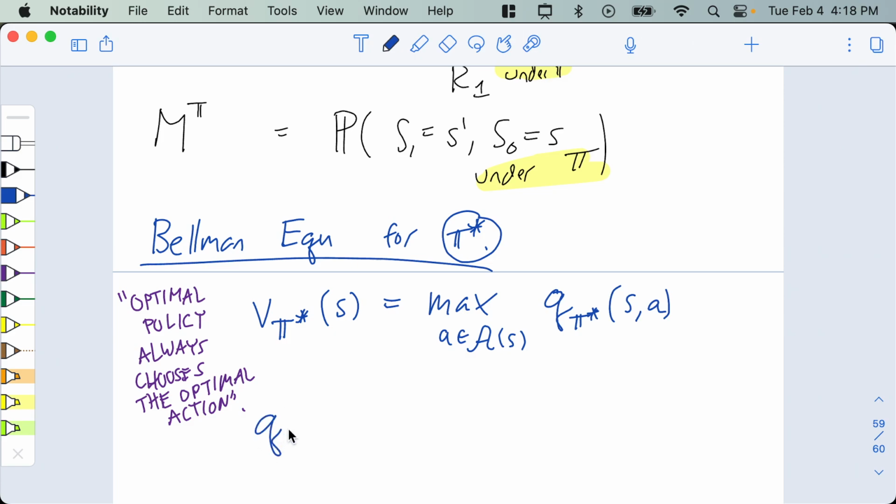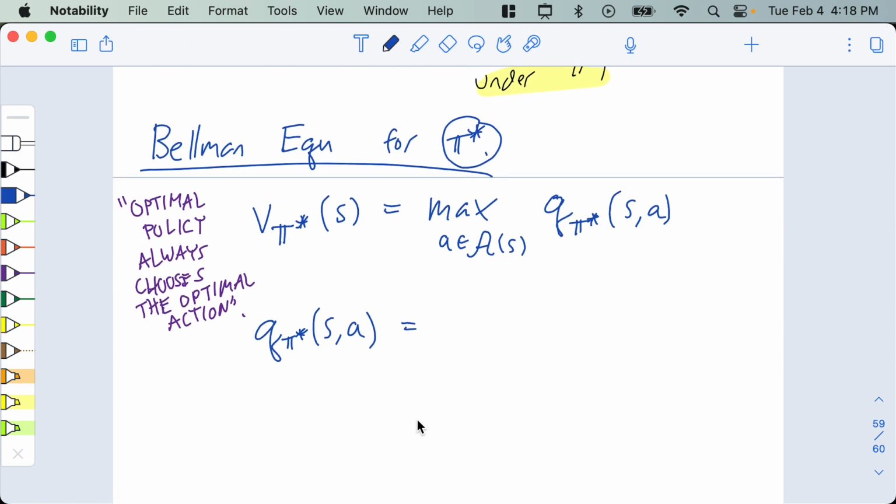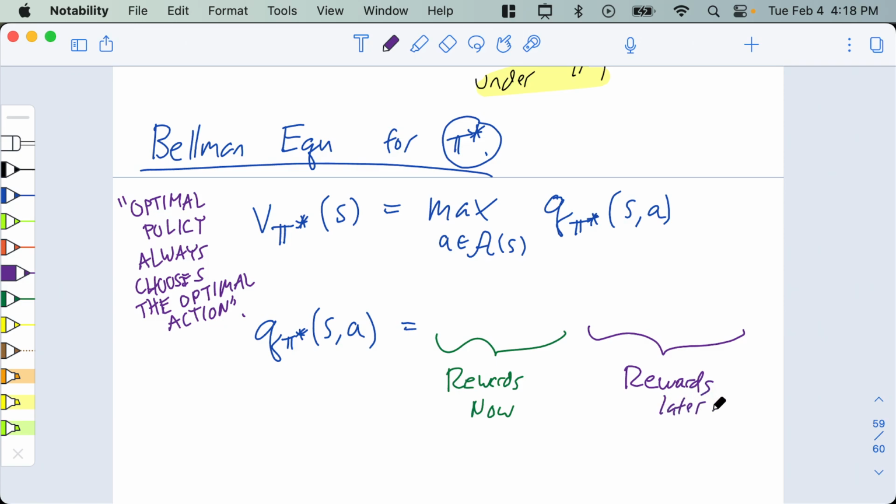It's q pi star of s comma a. What is it? Well, you can divide it up into two parts. There's the rewards you get now, and the rewards later. And of course, the total is the total return. That's what these things are measuring. But by splitting it up into two parts, we can understand what it is. And that's because we know what action you pick now. So by being at state s and choosing action a now, the rewards now does not depend on pi.